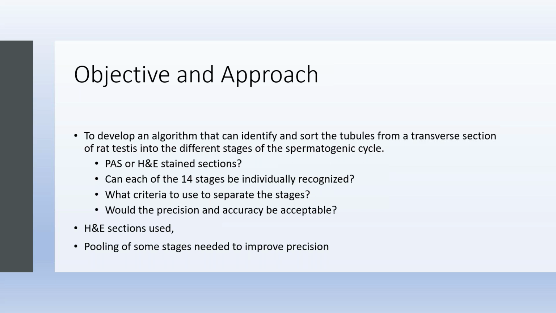We rapidly decided to use H&E sections, partly because PAS is a very inconsistent stain. Sometimes it stains the acrosome, other times it doesn't. But also because H&E sections are readily available and you can see the characteristics of staging at lower powers than with PAS. With PAS, you often need oil immersion to be able to see the acrosome detail. We did find that we needed to pool some of the stages to improve the precision, but that's because H&E is inherently a slightly less accurate means of staging.